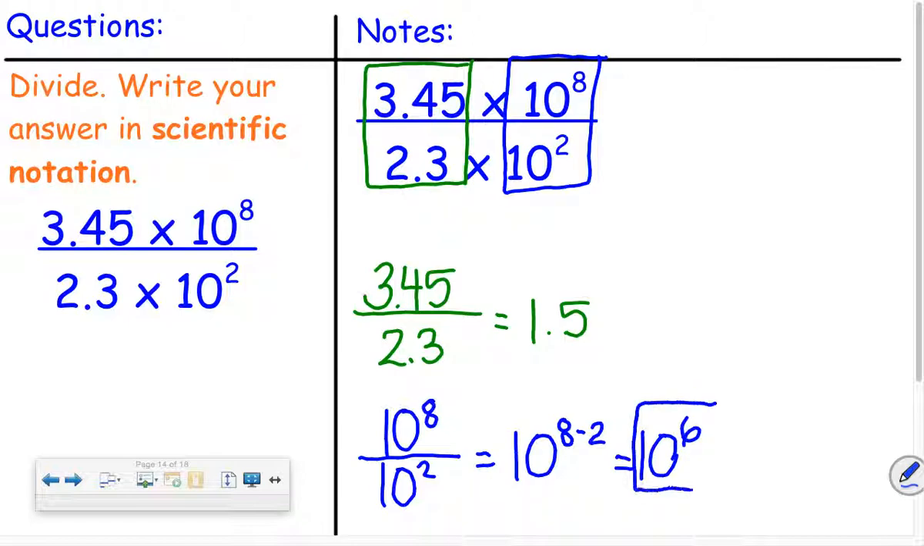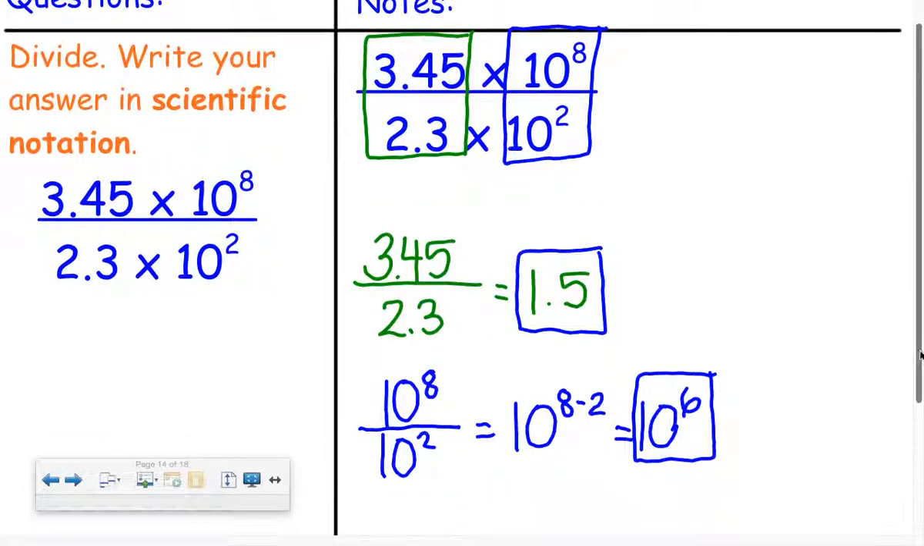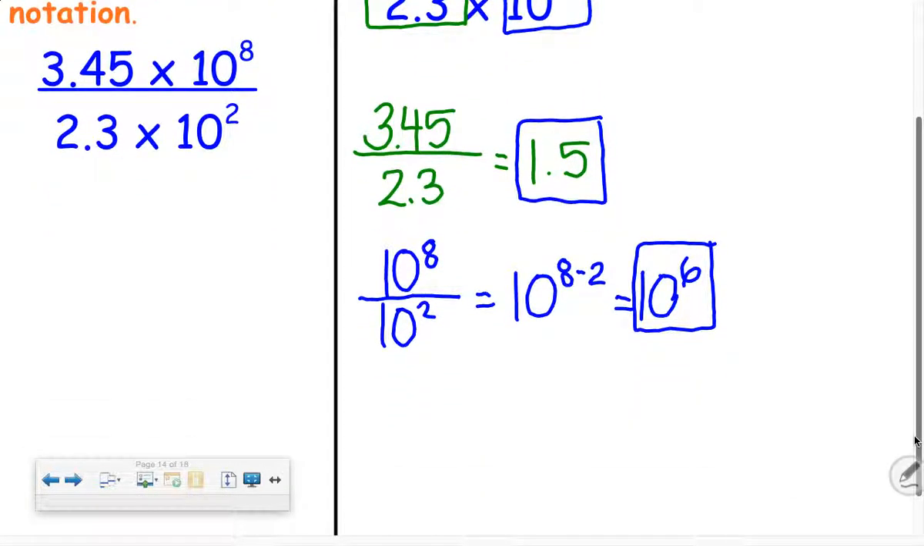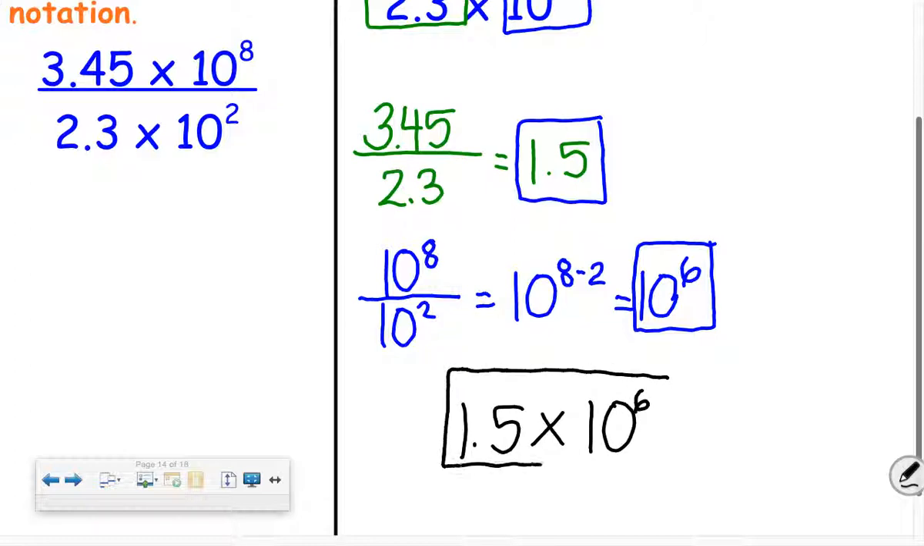So here's the two parts of my answer. 1.5 is in between 1 and 9.9. So 1.5 times 10 to the 6th. I'm done.